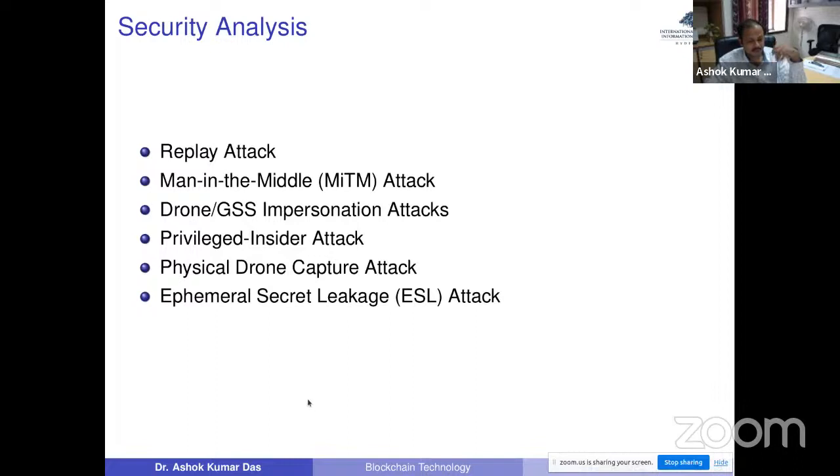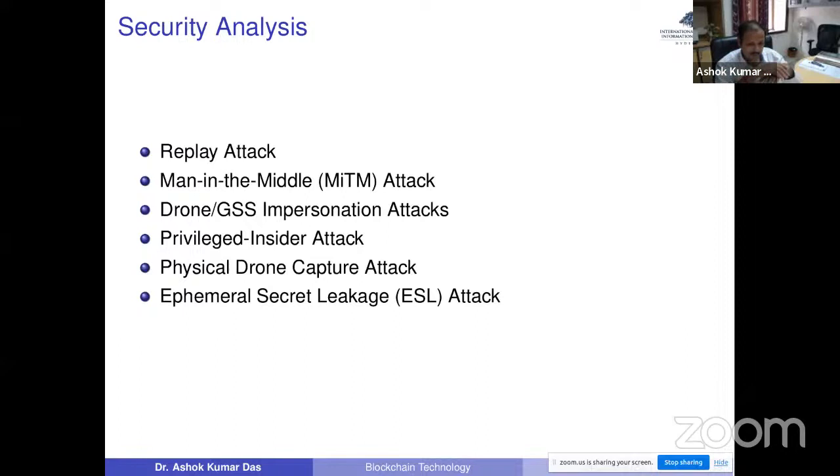Then we have shown that, as already illustrated in the proposed scheme, the scheme is resistant to replay attack, man-in-the-middle attack, and drone or GSS impersonation attacks. For example, in an impersonation attack, on behalf of me, the attacker can initiate message communications with the sender or receiver, but I am not aware of this fact. Those kinds of things are restricted here because of the signature used in the message as well as the certificates used in the message.